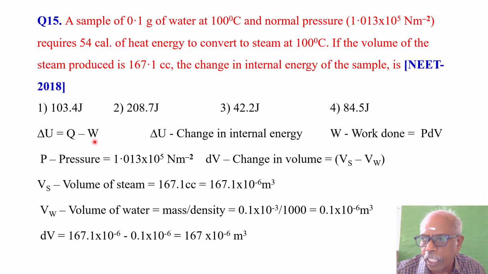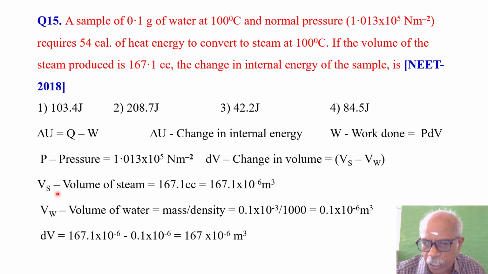What is W? W is the work done by the sample. The formula for W is equal to P into dV, pressure into change in volume. What is pressure? 1.013 into 10 power 5 Newton per meter square. What is change in volume? dV is the change in volume. It is equal to volume of steam Vs minus volume of water. Because initially the sample is in the liquid state, that is water. At the final state, after consuming heat energy, it becomes steam. So volume of steam minus volume of water.